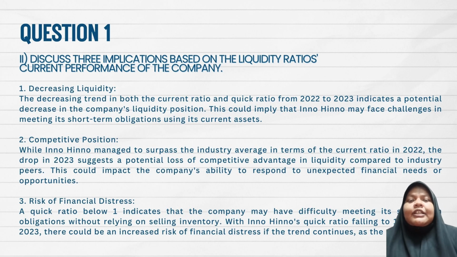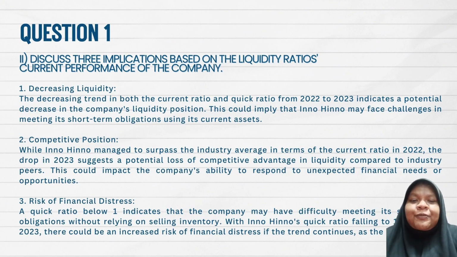So the last one, risk of financial distress. A quick ratio below 1 indicates that the company may have difficulty meeting its short-term obligations without relying on selling inventory. With Inohino's quick ratio falling to 1.2 times in 2023, there could be an increased risk of financial distress if the trend continues.